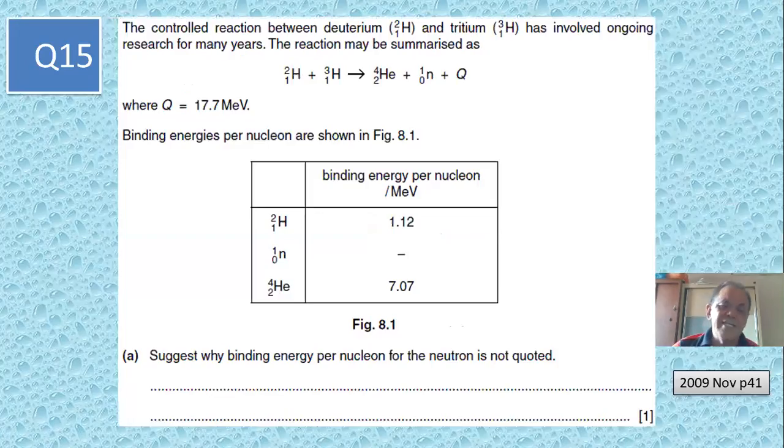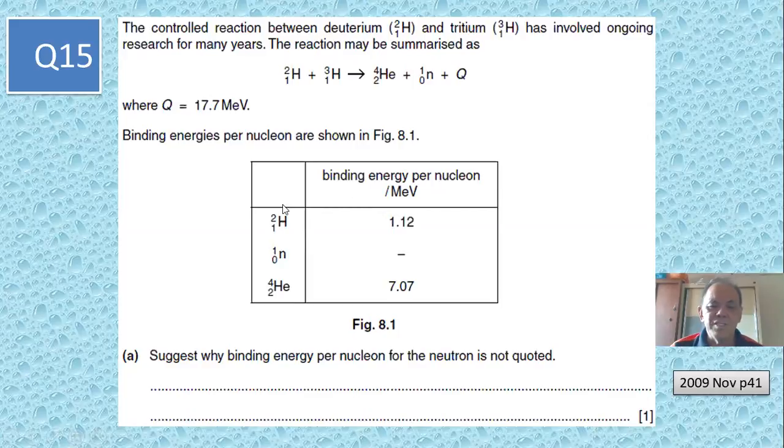Okay, let's try something different. Now fusion. The controlled reaction between deuterium and tritium has involved ongoing research for many years. Why is there research? Because we want to produce energy. The reaction may be summarized. They've given you the equation, and Q is the energy that is expected to be released. And they give you the binding energy per nucleon, remember, per nucleon.